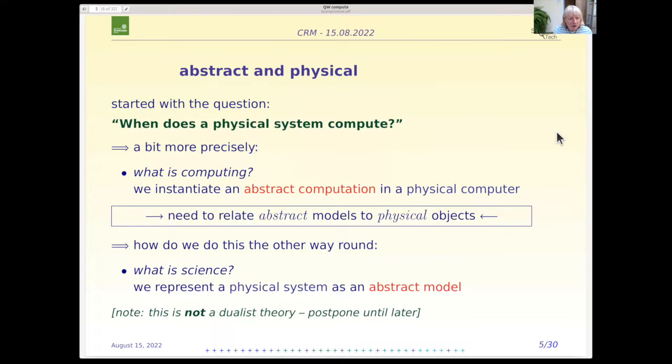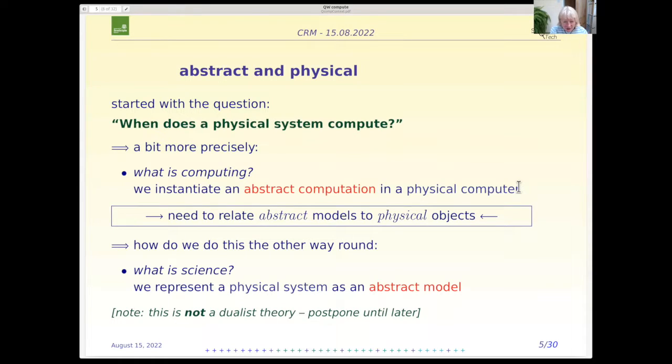So this question we started out with, being a physicist by background: when is a physical system actually computing? And to be a bit more precise in asking what computing is in this physical setting, we've got an abstract calculation or computation we want to do, and we actually instantiate it on a physical computer so we can get it to calculate something that's too hard to do analytically, typically. So we need to relate our abstract model, our abstract computation, to physical objects.